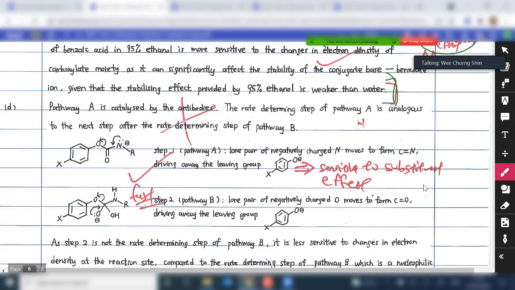Okay, the first step shouldn't be taken into consideration because remember in kinetics, when you measure rate of reaction, the rate determining step is the one you need to focus on. Okay, so that will be a simplified version of the answer I can give you.